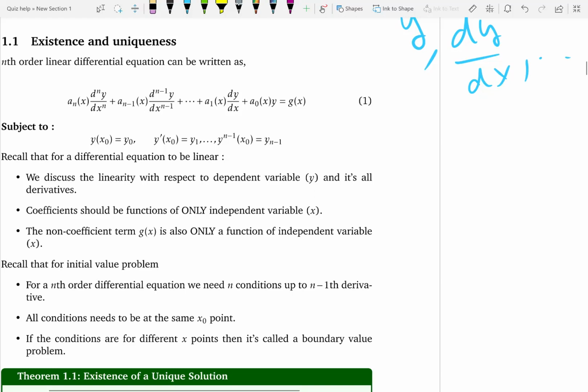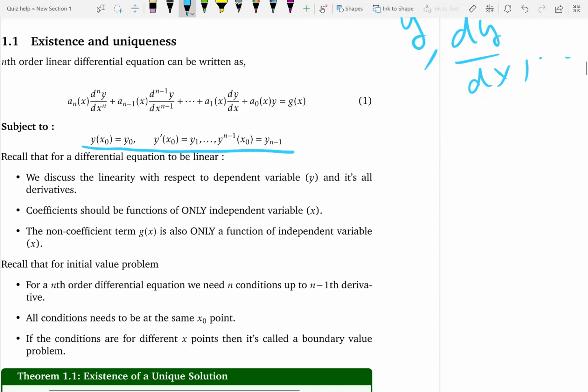Okay, good. What is the third thing that you need for an initial value problem? All the x points for all these conditions should be what? Remember, they should be the same. The conditions should be at the same x value, the same x naught. Okay, then you have an initial value problem. How about if you have all these conditions but at different x values? What do we call that?